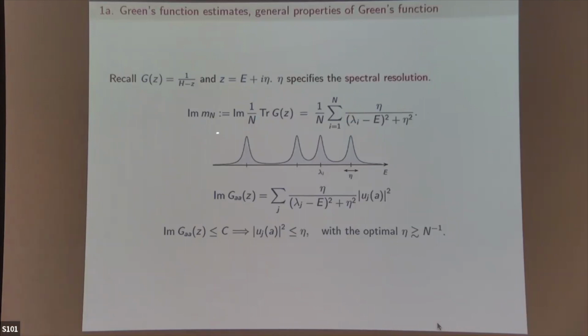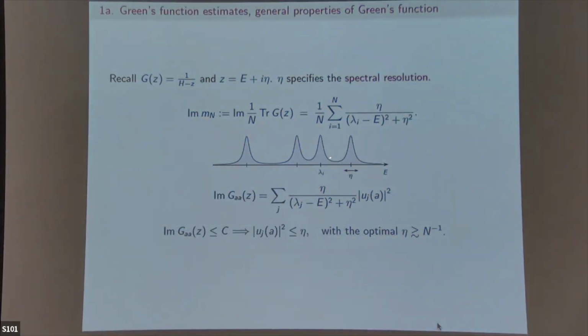So if you look at the imaginary part of this, m_N, which is the trace of the Green function multiplied by 1 over N, this is a standard quantity, and then it looks like eta over (eigenvalue minus E) squared plus eta squared. So this is almost like a delta function. So you already have the delta function of all these spectral eigenvalues with resolution eta. So eta is a parameter for resolution, and E is the energy, specifying which point you want to look at.